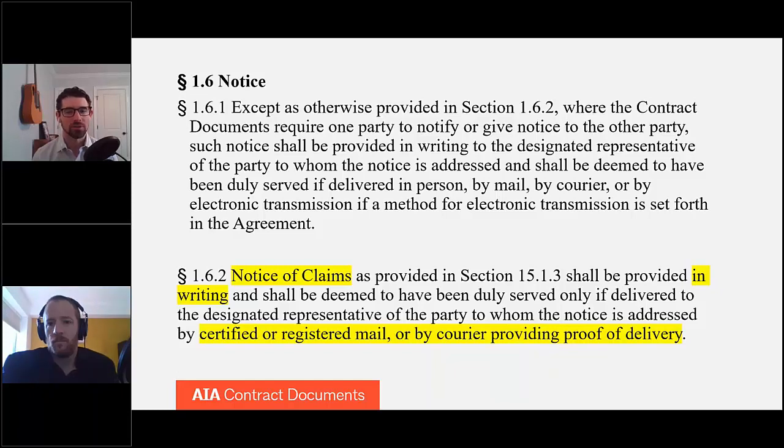And the term claim also includes other disputes and matters in question between the owner and the contractor arising out of or relating to the contract.